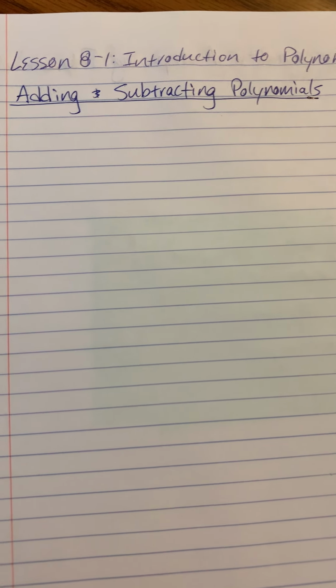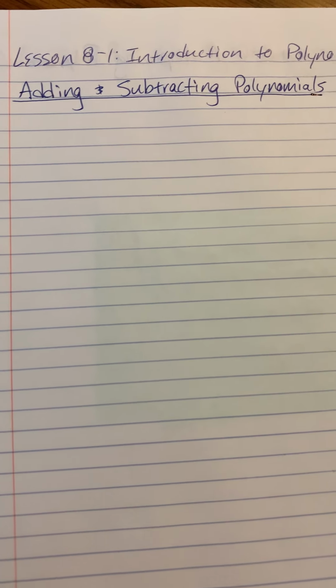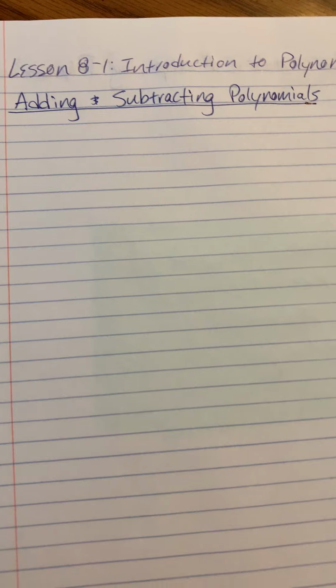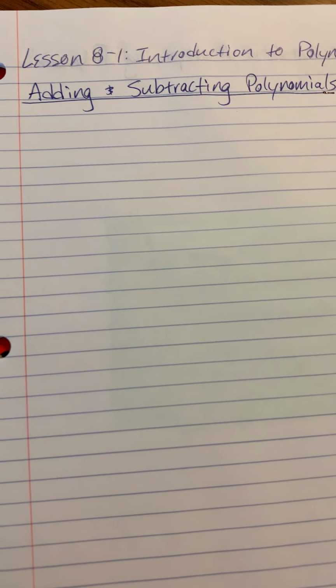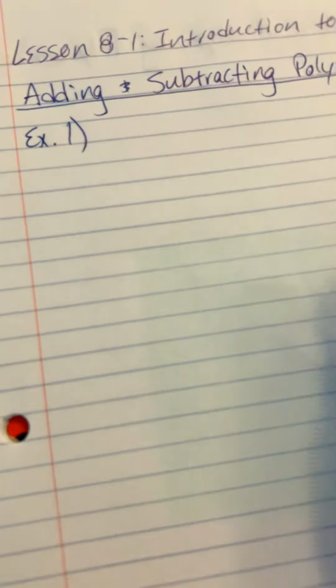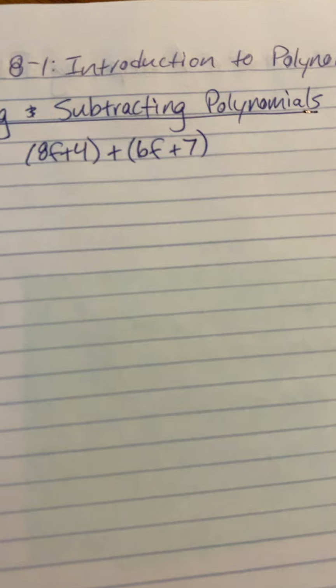This next IXL should be pretty simple as long as you're paying attention to the work that you're doing. When you add and subtract polynomials, they're basically just combining like terms problems. In example number 1, I'm going to write down, we're going to add 8f plus 4 and 6f plus 7.